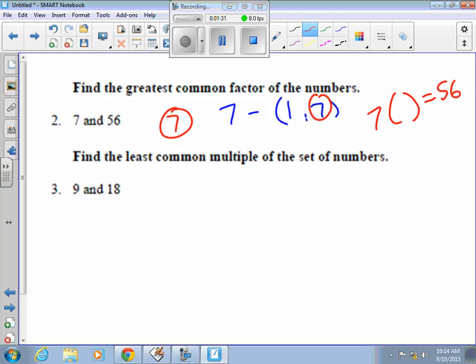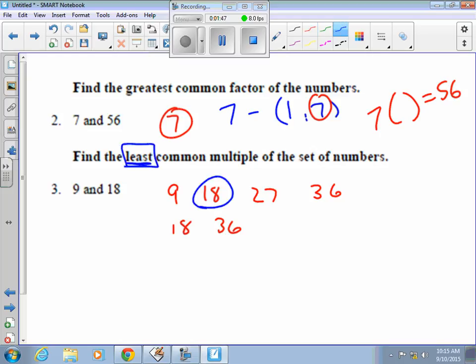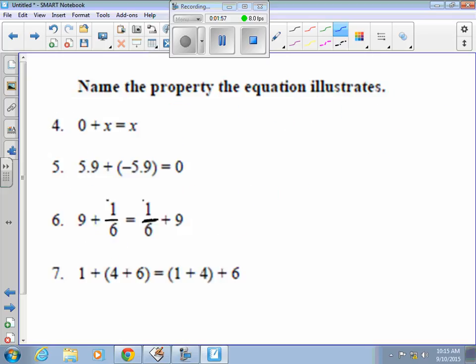Which one's which? Multiples are when numbers count like 9, 18, 27, 36. They keep going like that. 18 does the same thing. 18, 36. It keeps going like that. But you don't have to because you're looking for the least one, the smallest one. We already have the smallest one here. 18 is your least common multiple. Greatest common factors are the numbers that go in. Least common multiples are the numbers that you count by, the multiples of it.